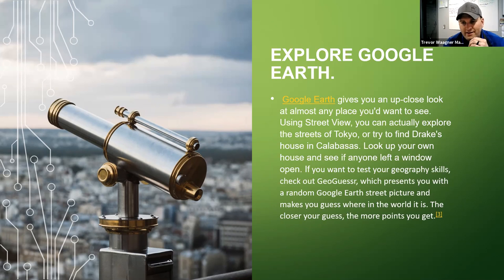You can use street view now, like Colin was talking about, to walk on the streets of Tokyo. You can look for famous people's homes. You can look at your own house and see if anyone left a window open. If you want to test your geography skills, there's a game called GeoGuessr, which presents you with a random Google Earth street picture and makes you guess where in the world it is. And it's a game, so you can play that and see how well you do.